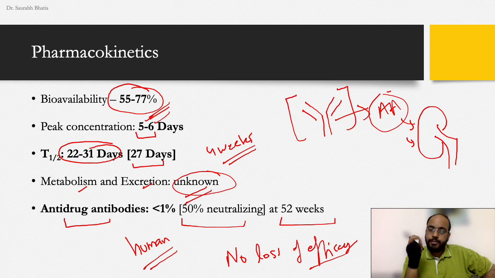And that is also precisely the reason why we do not combine secukinumab with methotrexate. But remember that in infliximab we give methotrexate to neutralize those antibodies. But with secukinumab, there is no need of giving methotrexate because the anti-drug antibodies are less than 1%. You're clear on that? Okay, so let's move forward.